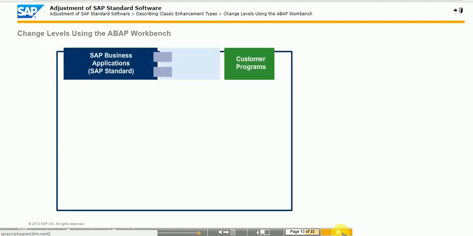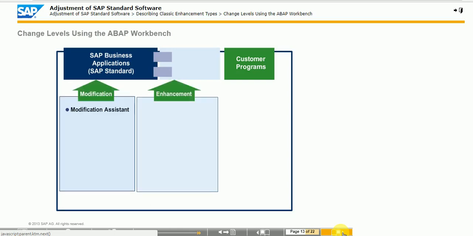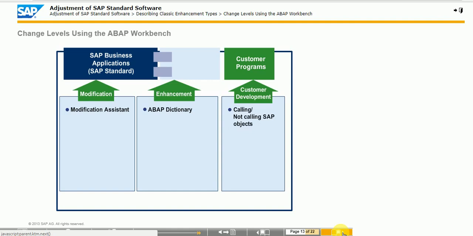The change levels of SAP software using the ABAP Workbench are as follows: modification, enhancement, customer development. Modifications are changes made to SAP objects in customer systems. They are executed with the help of user exits. These are subroutines reserved for customers within objects in the SAP namespace, hard-coded at various points within SAP repository objects. Customer developments are programs developed by the customer that can call SAP repository objects. For example, customers can create programs that call SAP function modules.